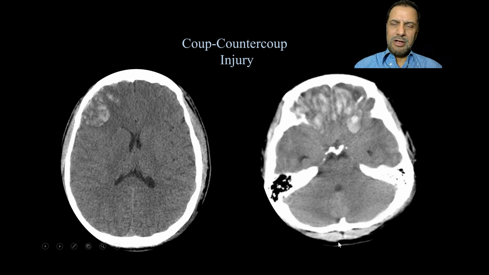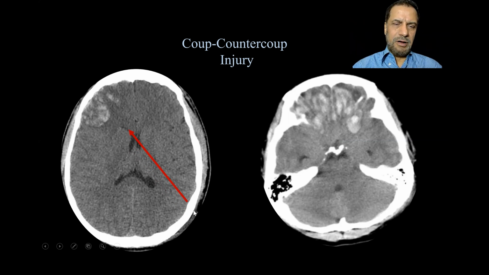Again here, many times you see something like this when the patient falls down and hits the back of his head in the bathroom or something, then his brain is shaken, and they have bifrontal contusion, again a coup-countercoup injury.